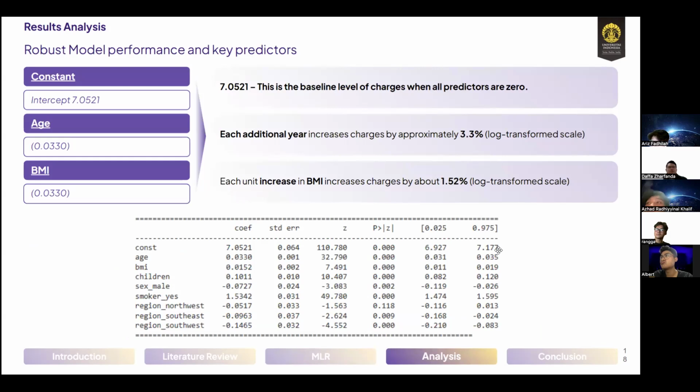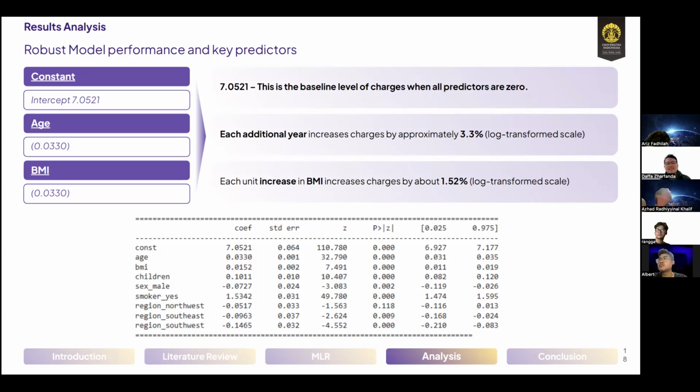Okay, thank you, Alif. So, this is the results of the analysis of the robust model performance and key predictors. The constant is the intercept at 7.05, and this is the baseline level of charges when all predictors are 0. And then we have the age factor, where each additional year in age increases charges by approximately 3.3% on the log transform scale in the robust model. Also, each unit increase in BMI, or body mass index, increases charges by about 1.52% on the log transform scale.